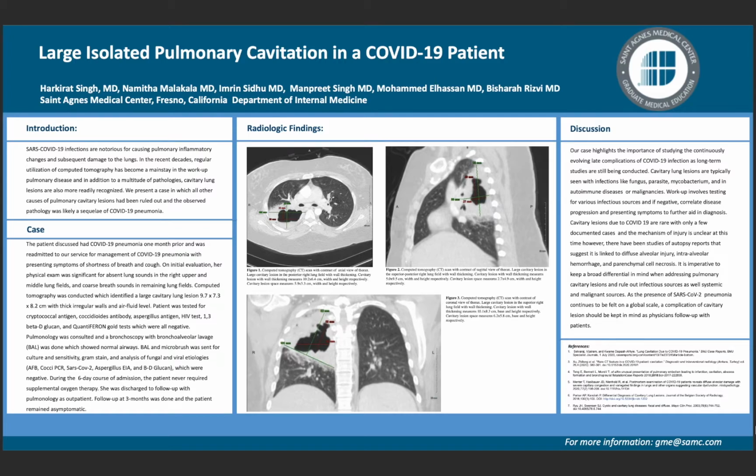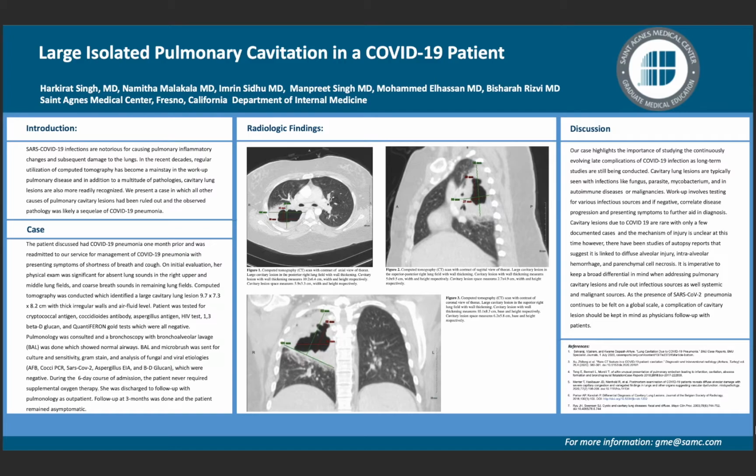The coronavirus pandemic has brought many new challenges upon the medical community, along with many new pathologic findings. As it is most notorious for causing inflammatory changes and subsequent damage to the lung, it brings with it a unique opportunity to document the radiographic findings of both its disease presentation and its progress over time.